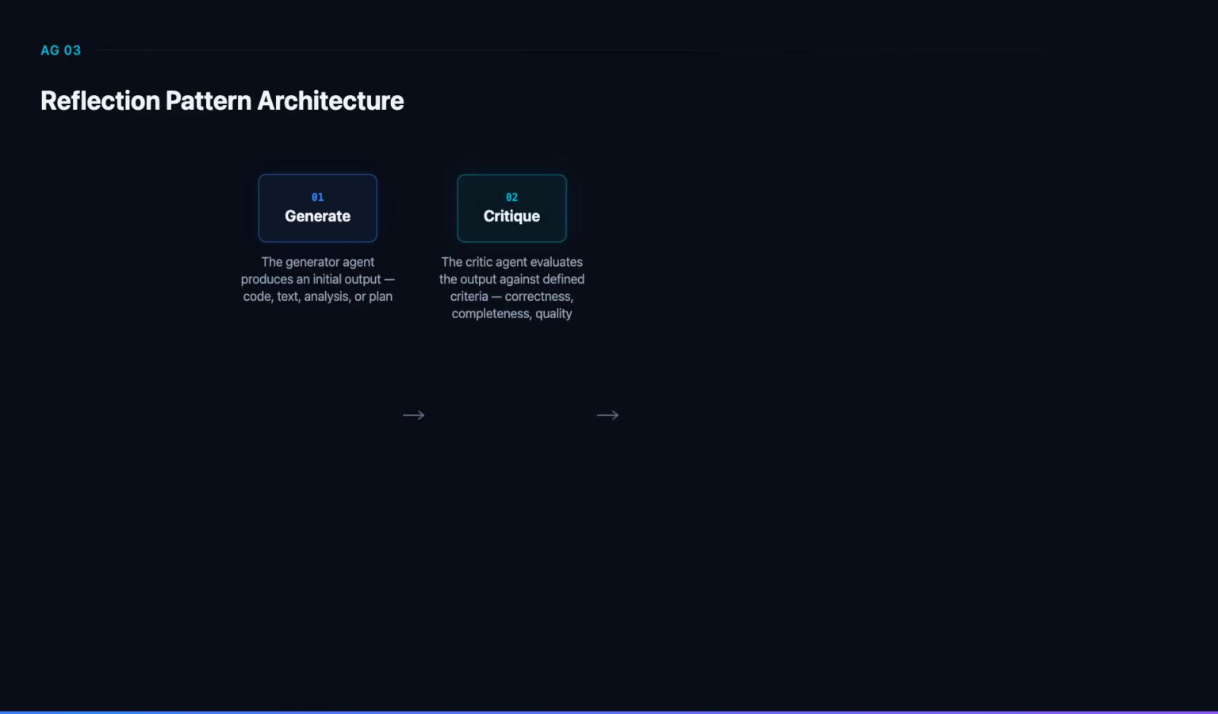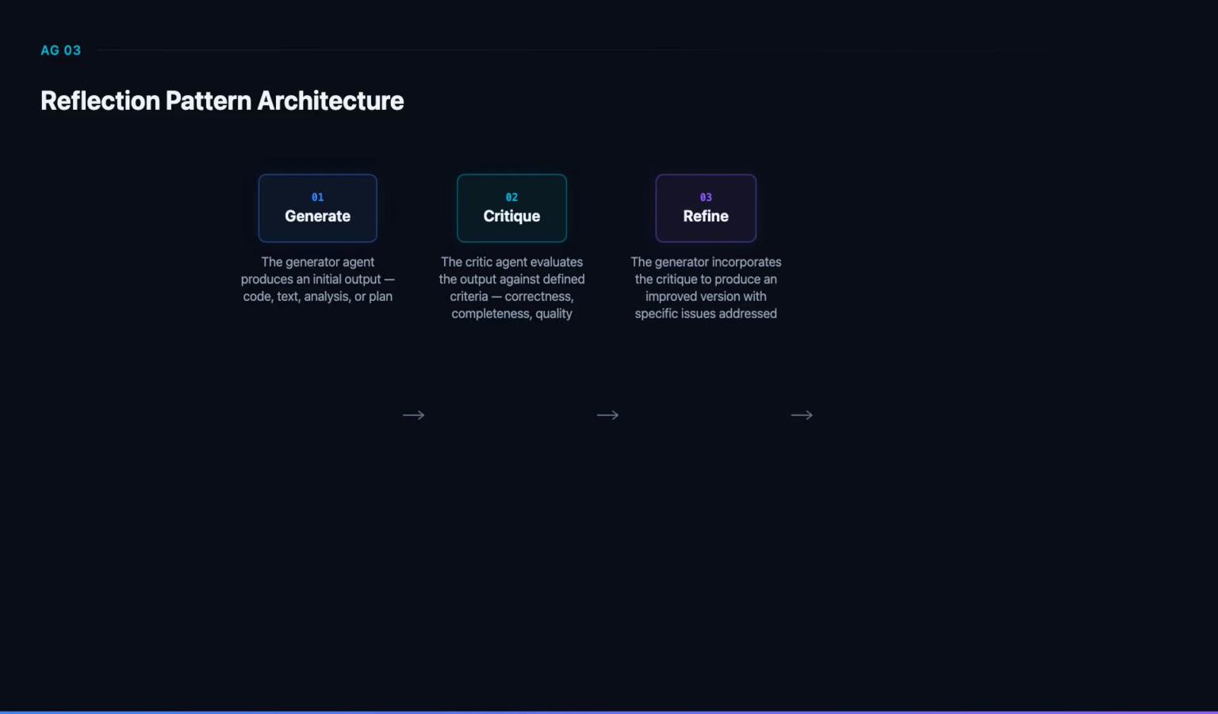The critic evaluates the generator's output against defined quality criteria. For code, the critic might check for bugs, edge cases, and style. For writing, it checks accuracy, clarity, and completeness. The critic can be the same model with a different prompt, a different model, or even an external tool like a code linter or test suite.